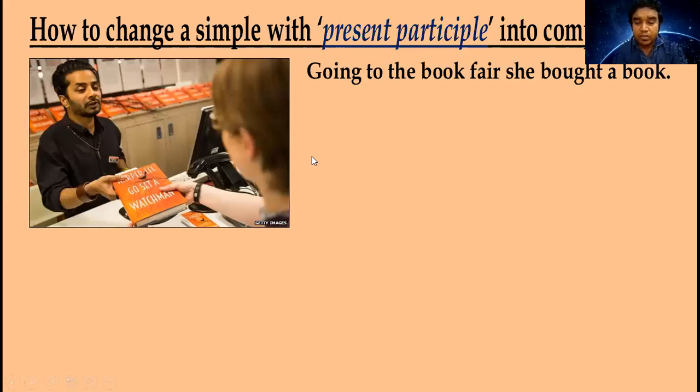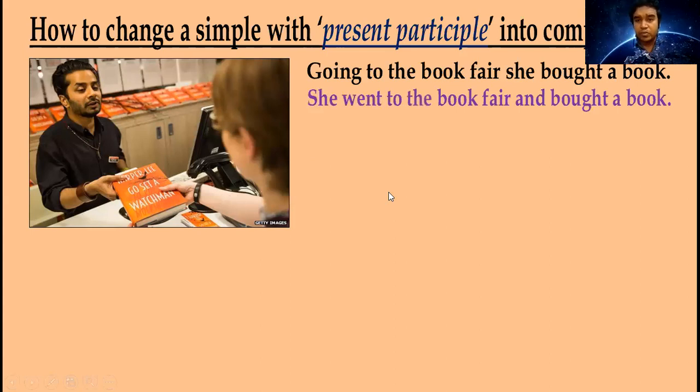Here you can see, dear student, going to the book fair, she bought a book. Going to the book fair, she bought a book. This is a simple sentence, as the sentence has started with present participle. What is present participle? Verb with ing is called present participle. Okay, you can see the answer. She went to the book fair and bought a book.